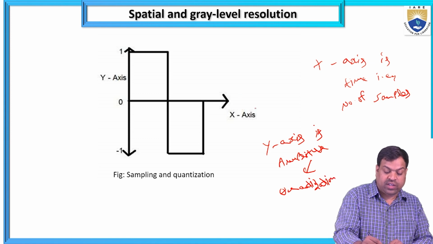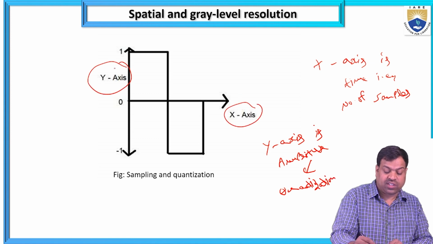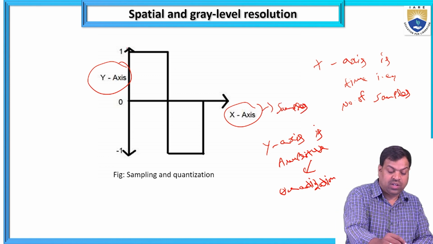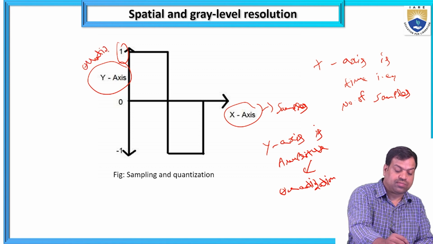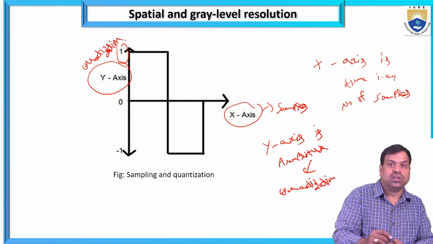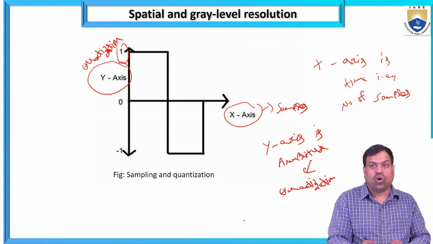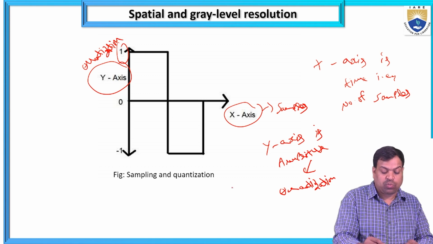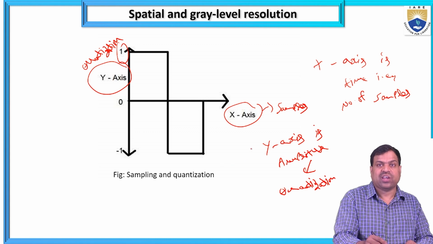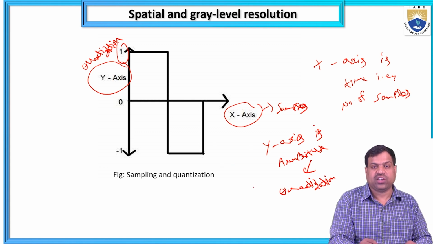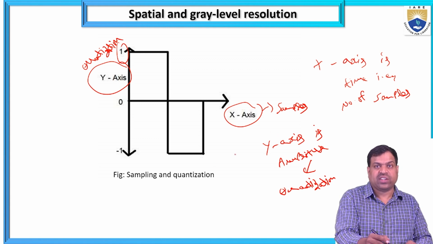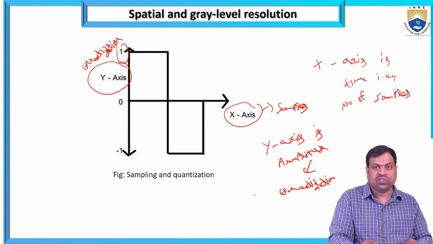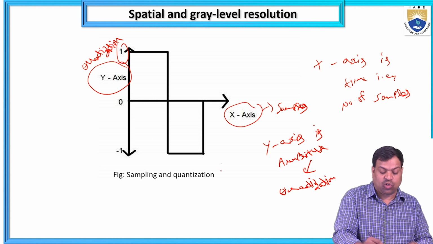So here x-axis and y-axis are there. The x-axis is the number of samples I am taking here and the y-axis I am taking as quantization. This is one output waveform, an example of sampling and quantization. Samples are on the x-axis and the y-axis has the quantization levels. So it is the sampling and quantization output.